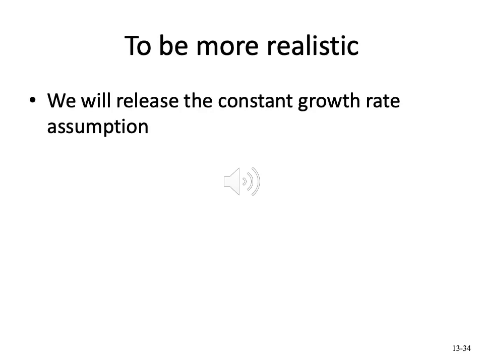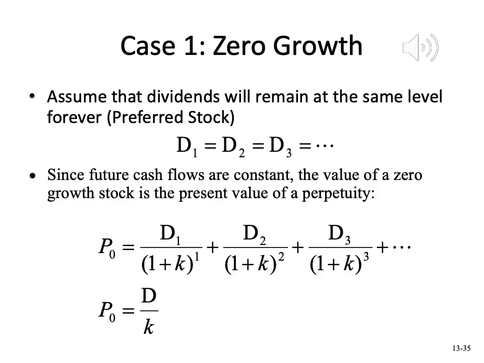But let's be more realistic. Let's release the constant growth rate assumption. First, we look at the zero growth case. We will assume the dividends will remain the same, which is a preferred stock. So the preferred stocks will pay the same amount of dividends forever, no increase at all. So that is the first case. D1, D2, D3, and D forever will be the same number.